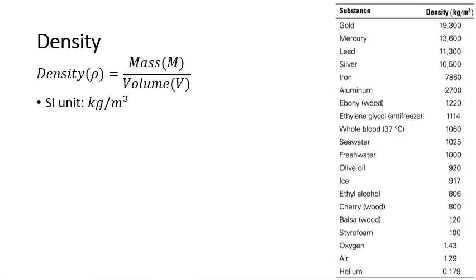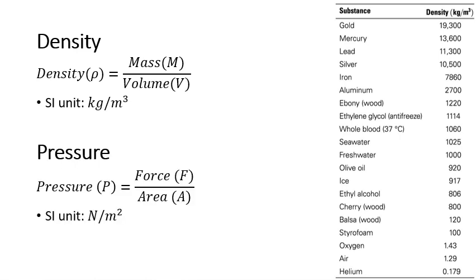and liquid substances. Okay, so the pressure is defined as the force exerted on a given area. So you can write this as an equation. The pressure is equal to the force divided by area, and if you substitute the units, the SI unit for pressure is newton per square meter.